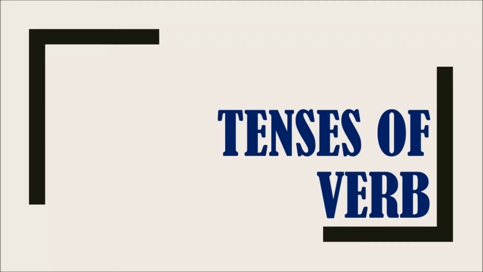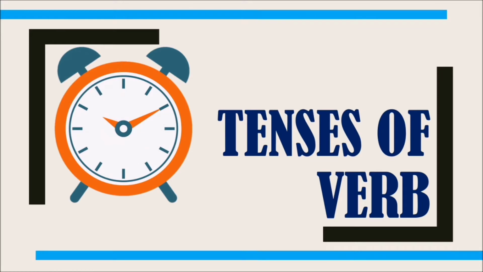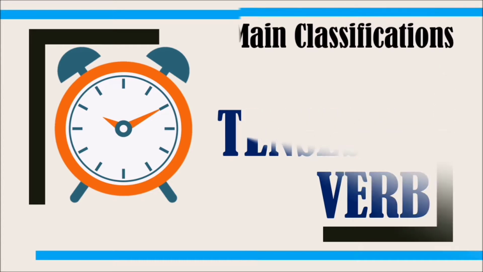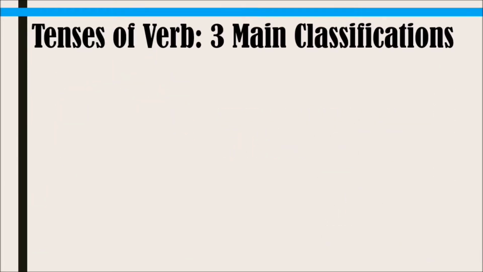Okay, when we say tense as a verb, always remember that the term tense refers to the time when an action occurs. And we all know that whenever we talk about times of our lives, we often talk about our past experiences, our present condition, and of course, the future situation that we've been dreaming of. That is why when we say tenses of verb, we actually have three main classifications.